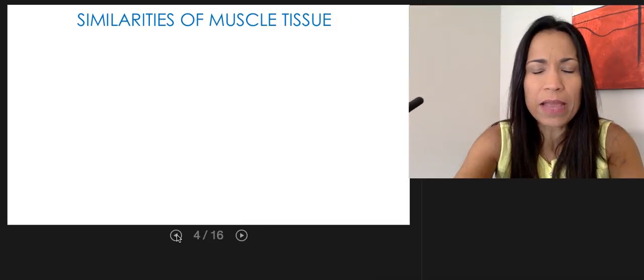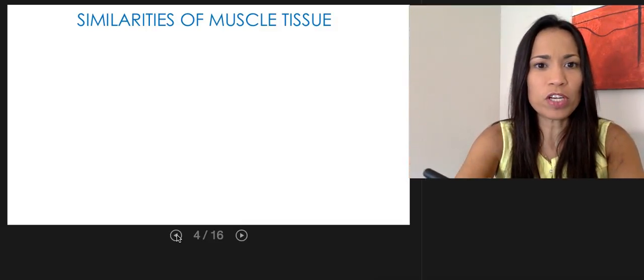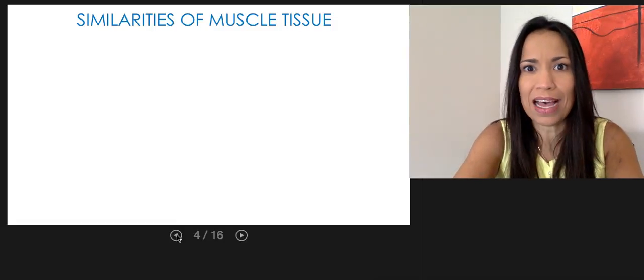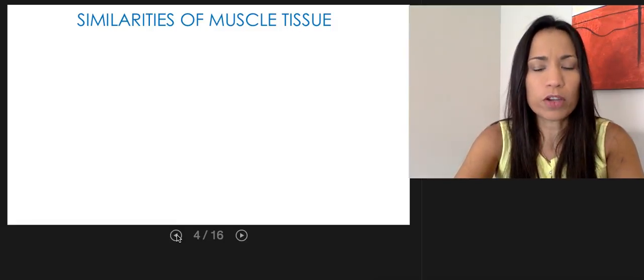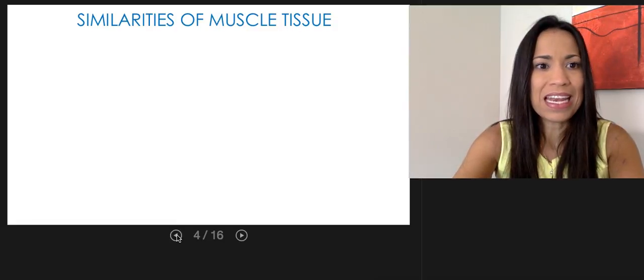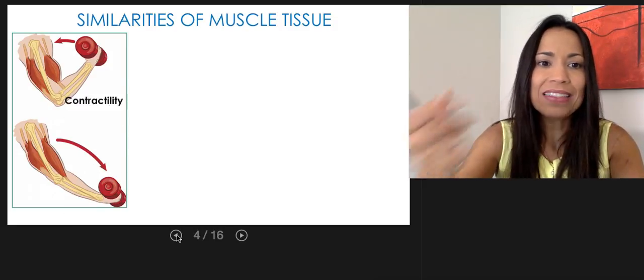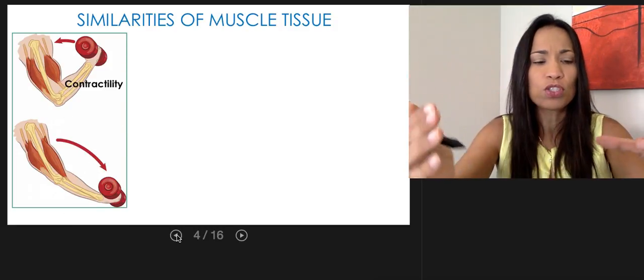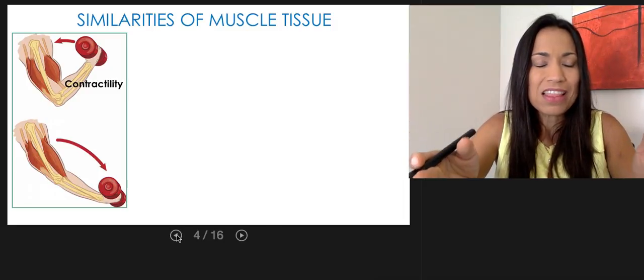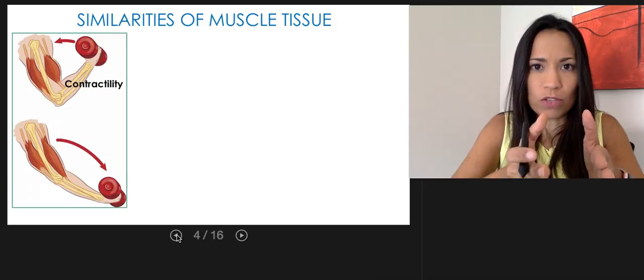Now let's describe those features that are similar to all the types of muscle tissue, the cardiac, the skeletal, and the smooth muscle tissue. Let's start by saying that the three types of tissue can contract. And contractility refers to the fact that the muscle can shorten during contraction.